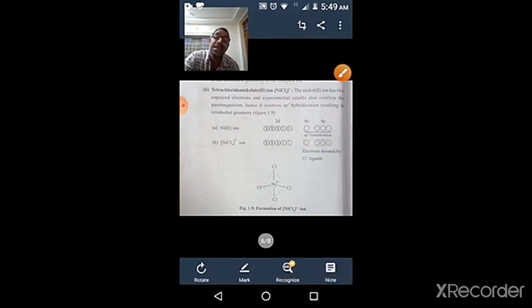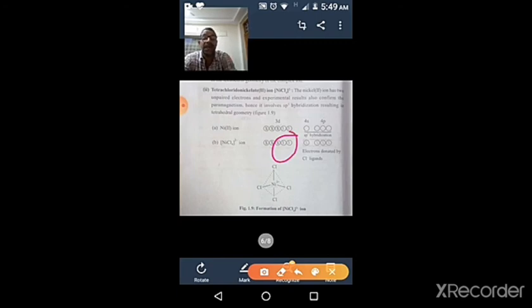Experimentally it is proved that it has paramagnetic property. This paramagnetism is attributed to the unpaired electrons of nickel in 3d. This is the valence bond theory explanation of tetrachloronickelate 2 ion. So once again, in the tetrachloronickelate ion, nickel is the central metal atom. It is exhibiting sp3 hybridization.